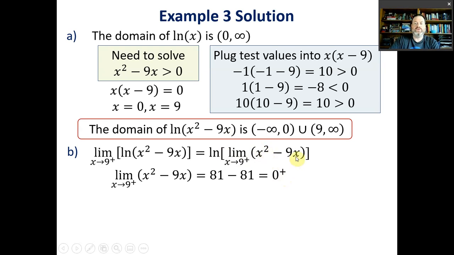Because x squared is always bigger than 9 times x. So this is coming in from the correct side, positive. And again, this is a continuous function. You can just plug in 9, but again, we need it to be coming in from the right side. So if you plugged in like 9.1, this would be a positive number, right? If you plug in 9.01, this would be a positive number. So that's how that works.